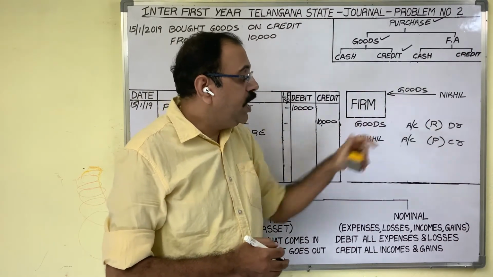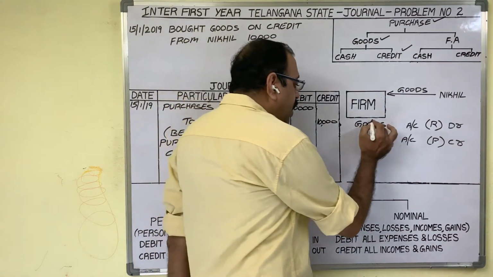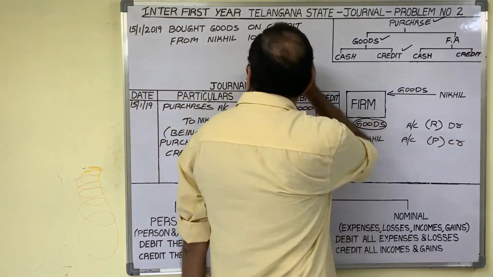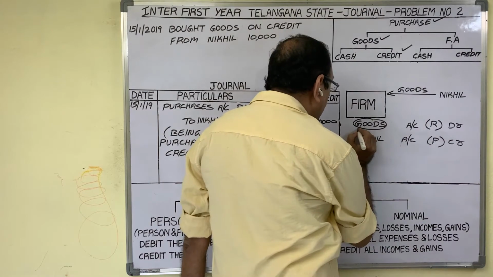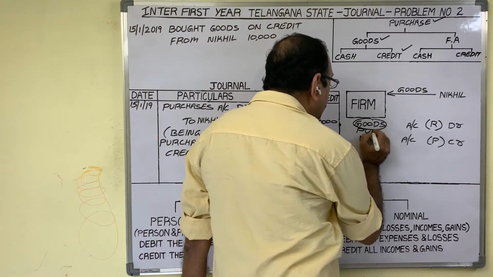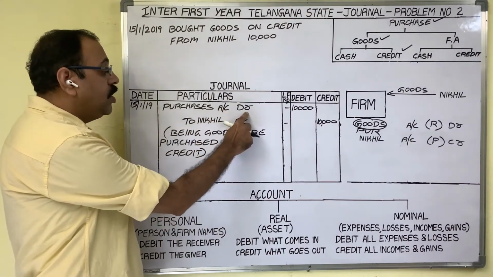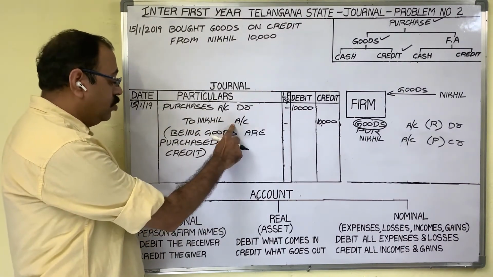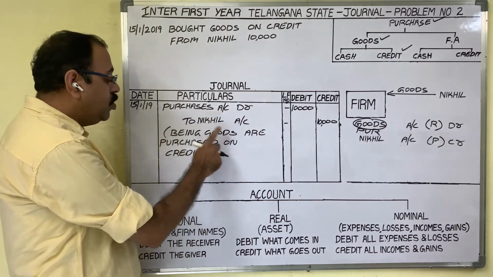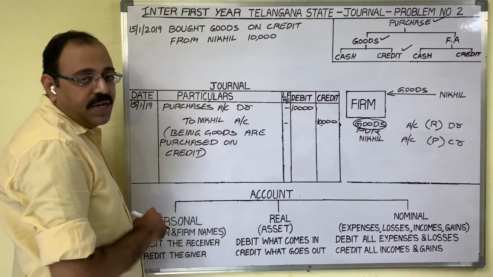Now, goods account, we should not write now. When goods come in debit, instead of writing the word goods, we should write the transaction name. Transaction name is purchases. Then final entry is purchases account debit to Nikhil account. Narration: being goods are purchased on credit.